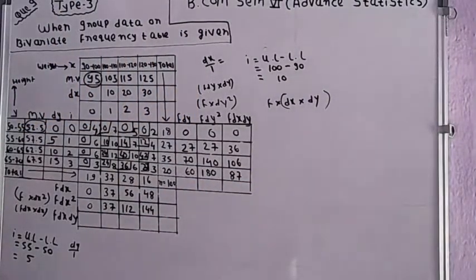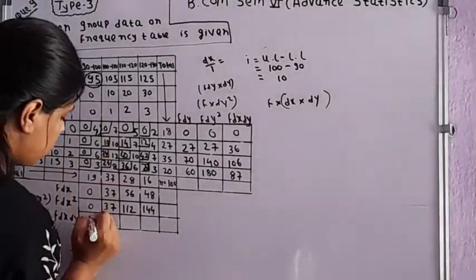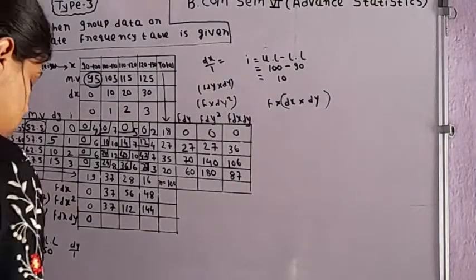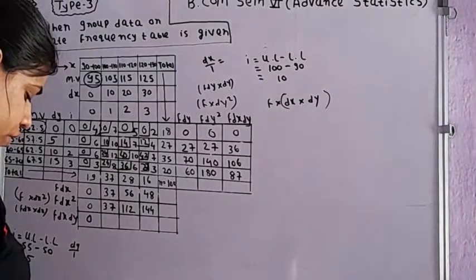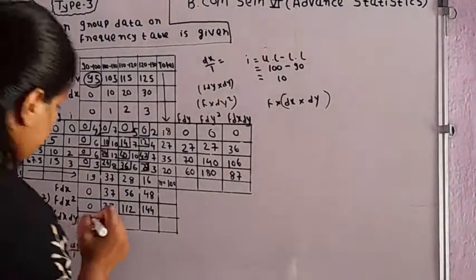Now let's do this for the X series. 0 plus 0 plus 0 plus 0, 0. Then 10 plus 24 plus 24. It comes to 58. Okay.